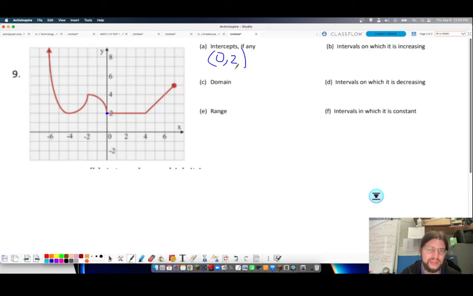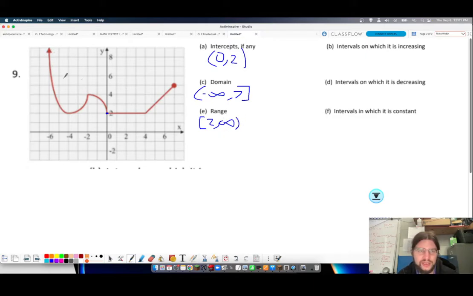Okay, the domain, well, it looks like it's going forever to the left, all the way up until 7. So forever to the left, up until 7. It's got a solid dot, so we're going to include it. Range, let's see, the lowest spot on here looks like 2. And I do have solidness over on 2, so I'm going to include it. Goes all the way up to forever, because it's got an arrow that's going left and up.